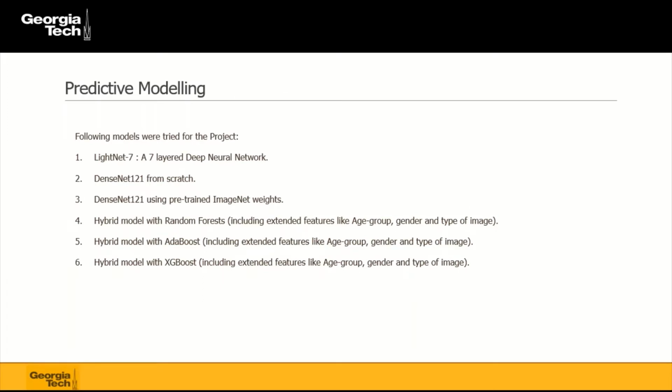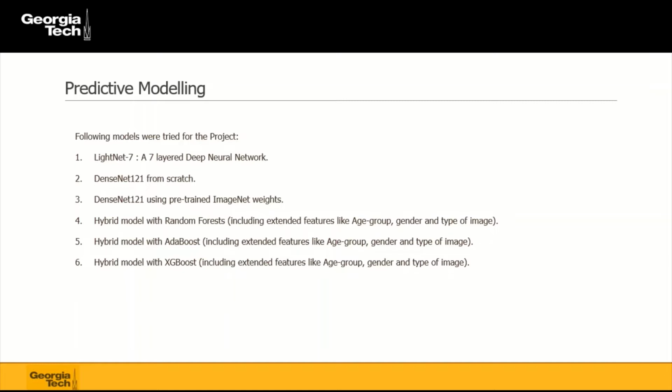The first one, LightNet 7, is something that we came up with. It is a 7-layer deep neural network that worked really well for some of the analysis that we have done. Then we have tried DenseNet 101, training the DenseNet on the entire image data from scratch. Then DenseNet 101 using the pre-trained ImageNet weights.